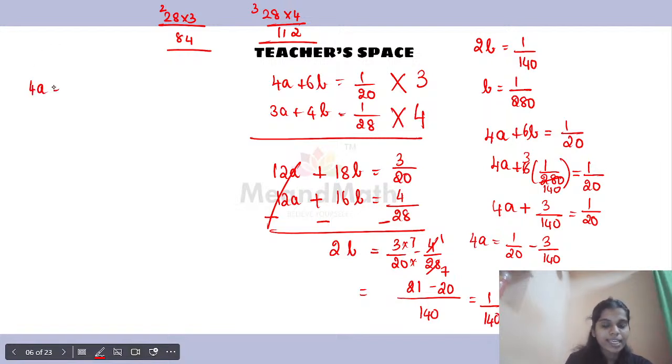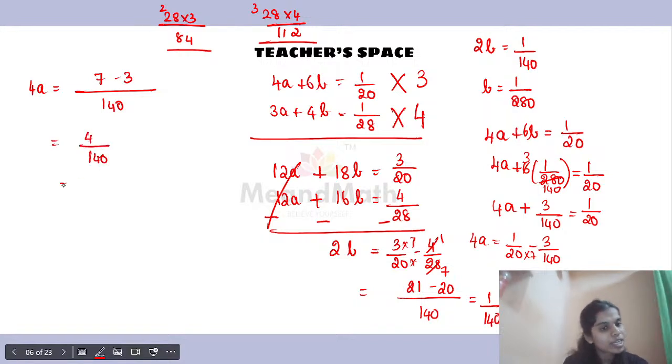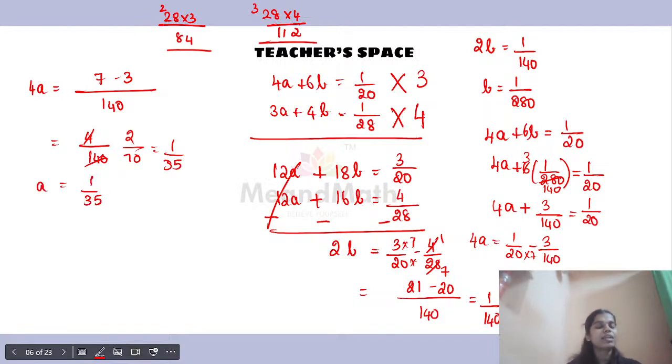So 4a equals our LCM into 7. We will get 140. 7 minus 3, 4 by 140, 2 by 70, 1 by 35. A equals 1 by 35.